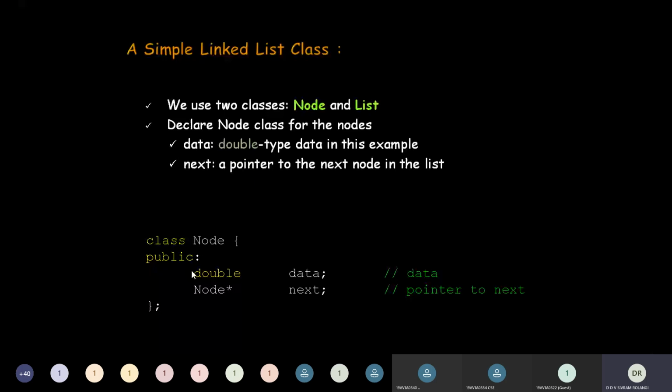These two are the data items that we are going to have. These are said to be structure members. Each node consists of a data item and a next item. The next item is a pointer field of type node. The data item is a variable of type double. As you can see here, we use two classes, node and list. So forget about this list.